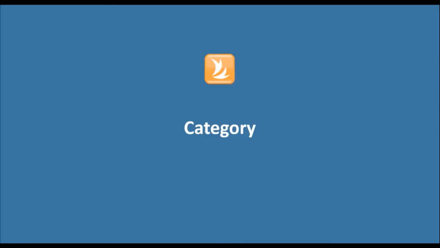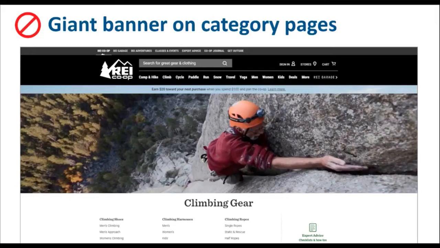Let's go on to category pages next. One of the problems we also see on categories is the same as on the homepage, which is giant banners. This is the REI store. They sell outdoor equipment of various kinds. And look at this giant banner image. It's some guy rock climbing.